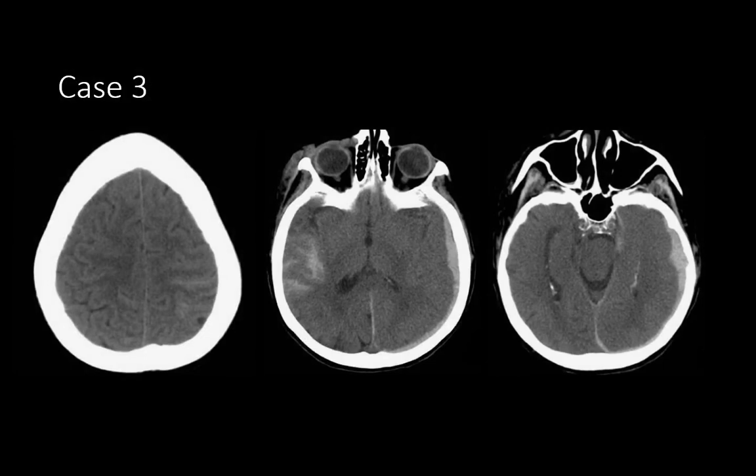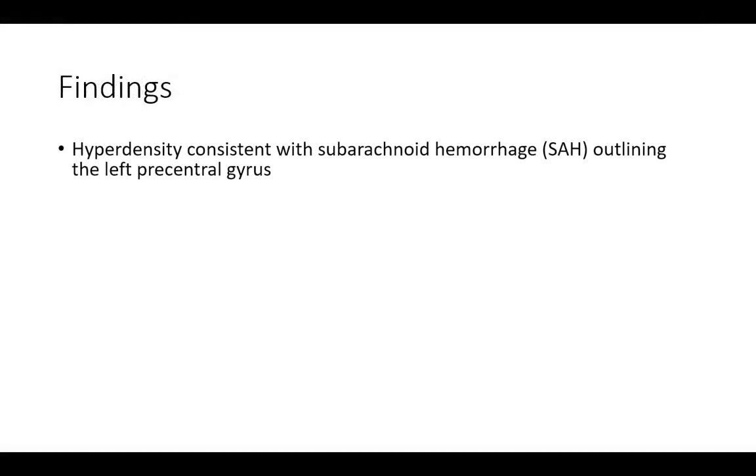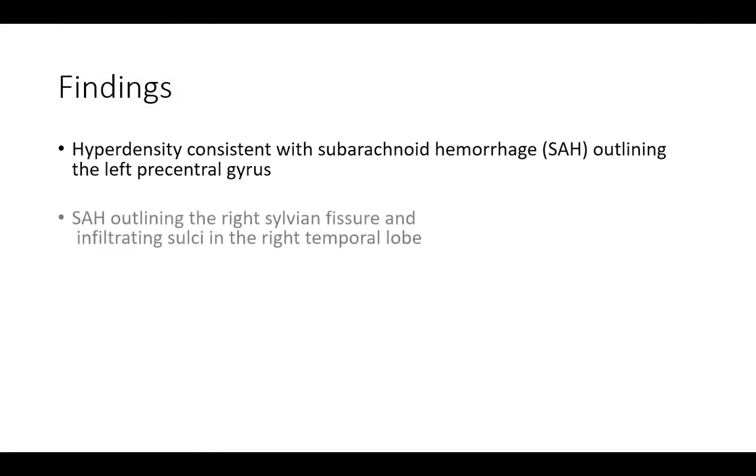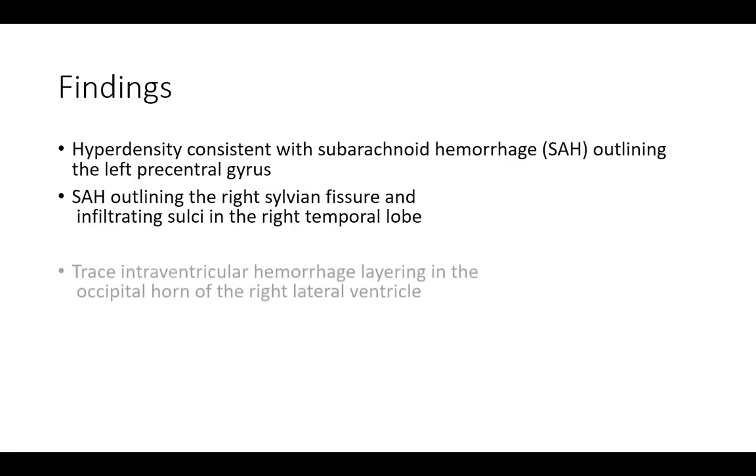This is the third case. These are selected axial non-contrast CT. There is a hyperdensity consistent with subarachnoid hemorrhage outlining the left precentral gyrus. There is also subarachnoid hemorrhage outlining the right sylvian fissure and infiltrating the sulci on the right temporal lobe.